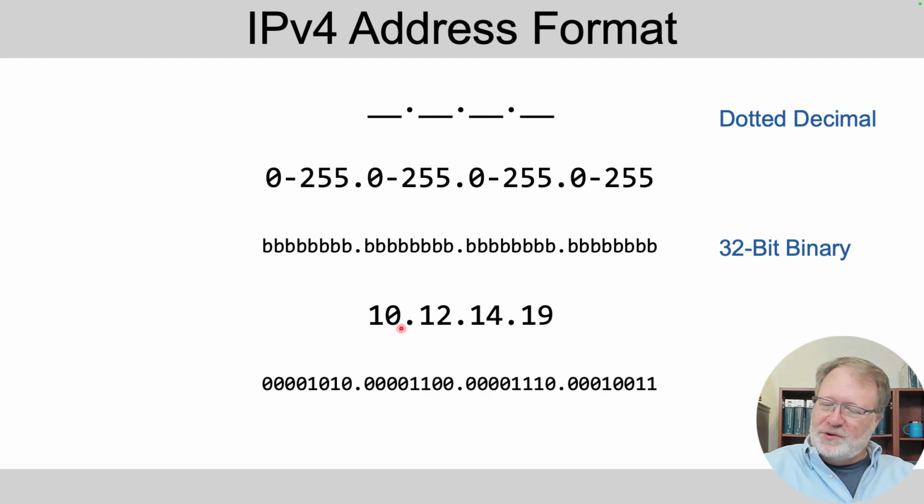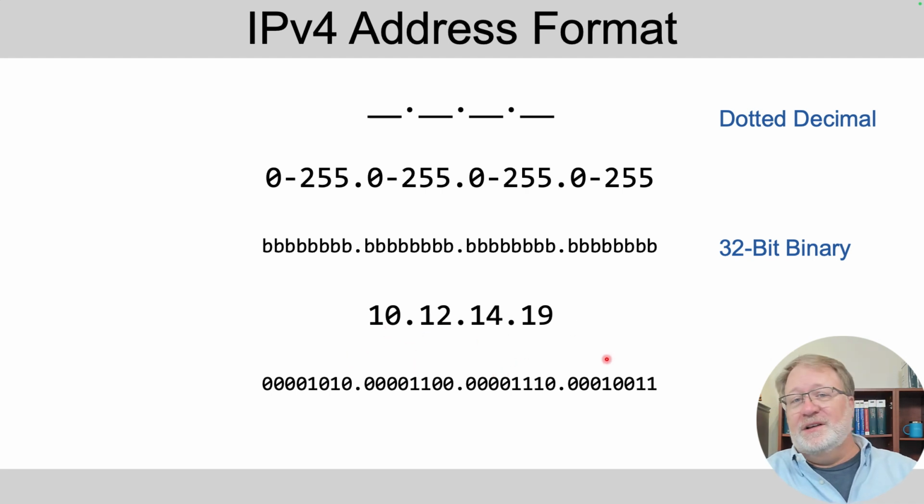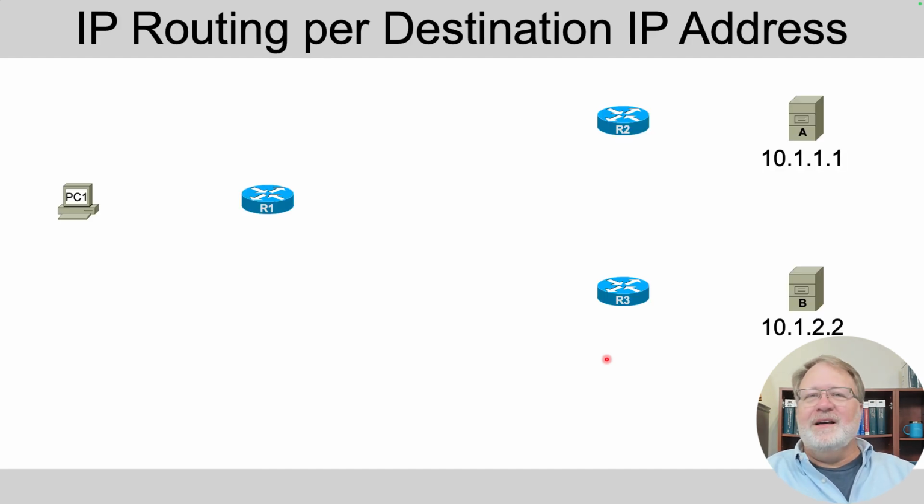By the way, if you took this dotted decimal number and converted each octet to its 8-bit binary equivalent, you get that binary version of the address down below. All right, back to network layer routing.